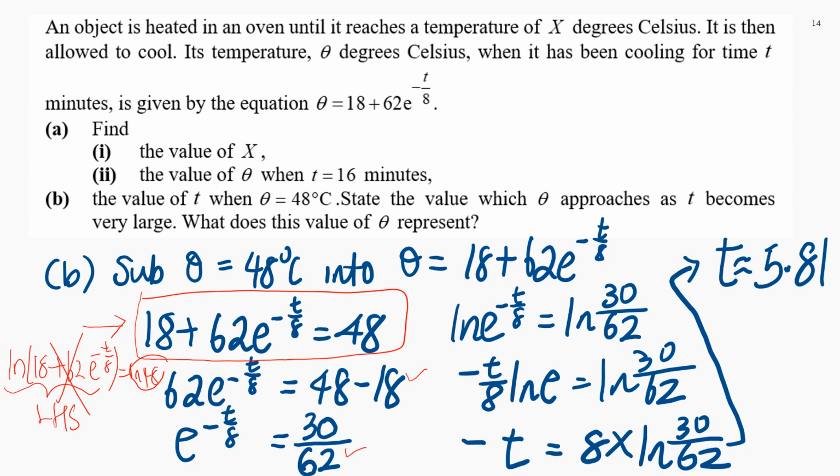Basically, you can only bring ln when you are left with the exponential function on the left hand side, only left with e to the power of something. Then you can bring ln. Can you see? Here you can use the power law, and ln e is 1. Why is ln e 1? Because ln is log base e, so log base e of e is 1. So you end up getting t to be 5.81 minutes. That means the total time taken for your object to reach 48 degrees Celsius is 5.81 minutes.